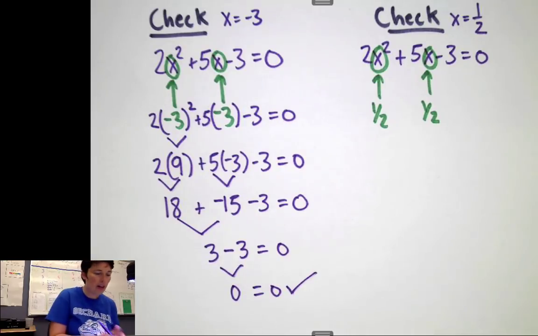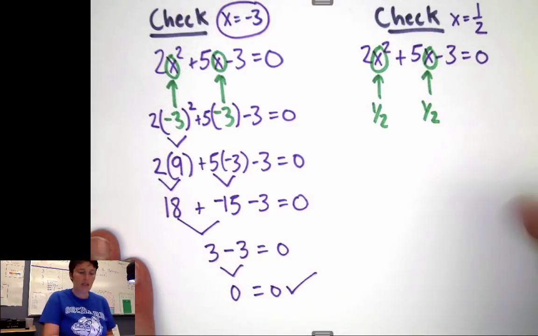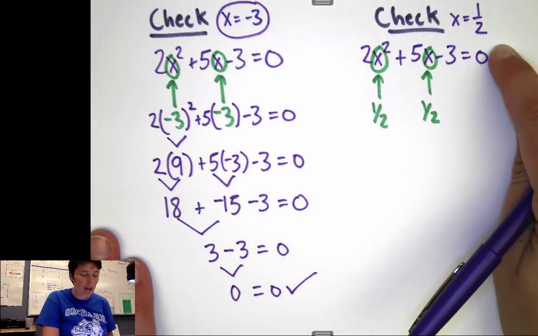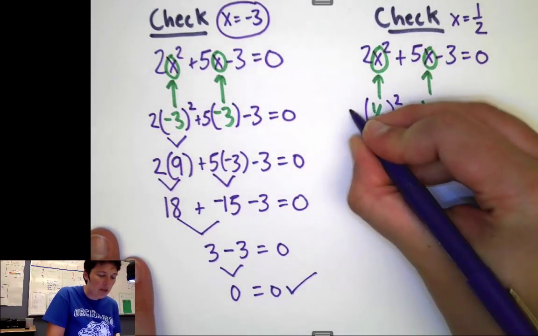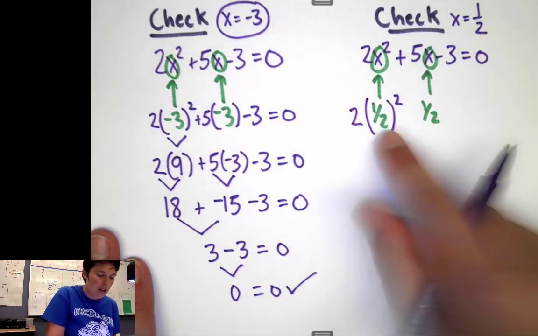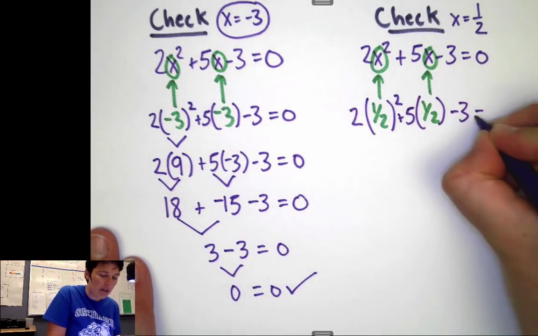We have one answer for x, and that is x is equal to negative 3. Now let's see if the 1/2 works and make sure they both work. So again, we're going to take the 1/2 and square it. So it'll be 2x squared plus 5 times a half minus 3 equals 0.